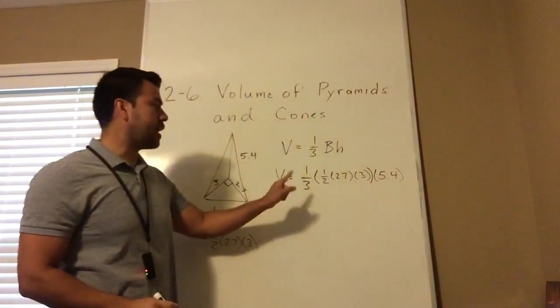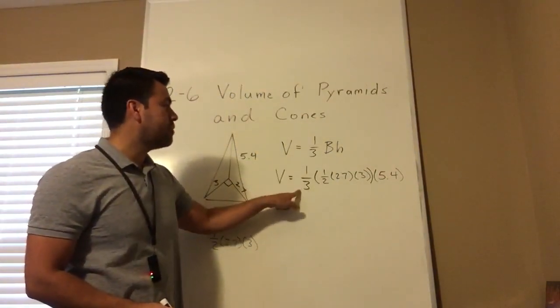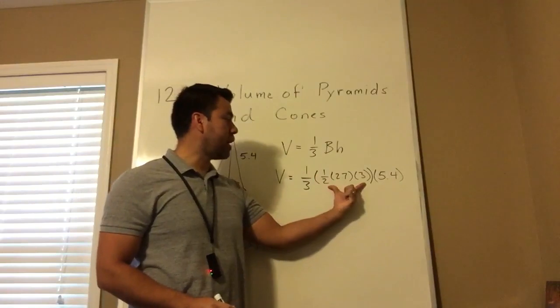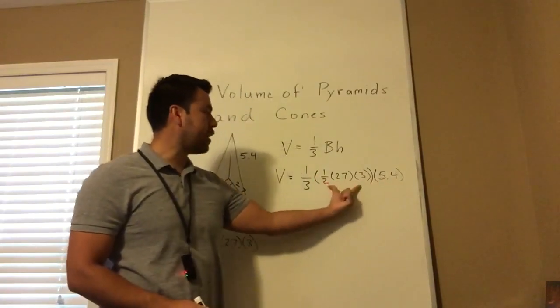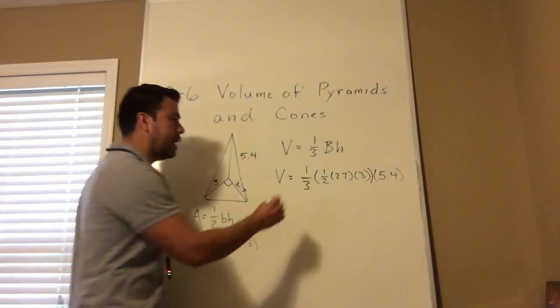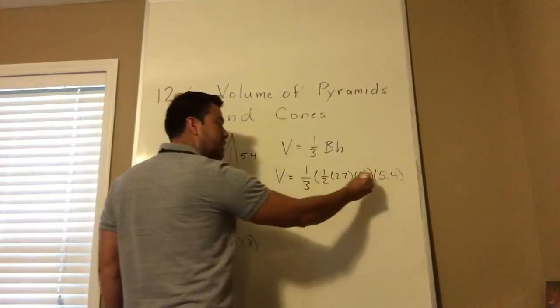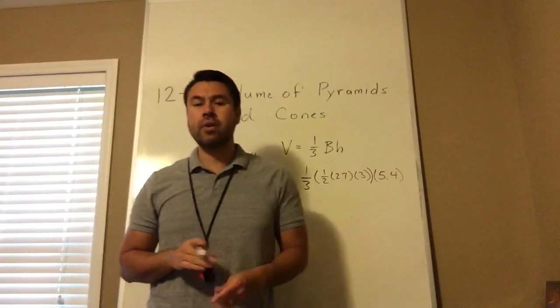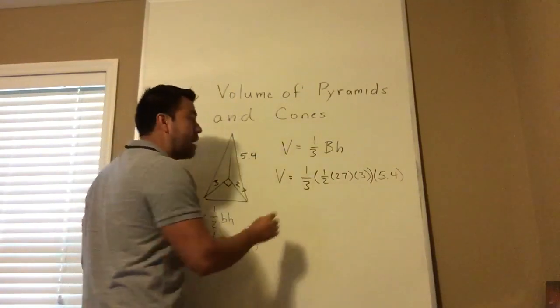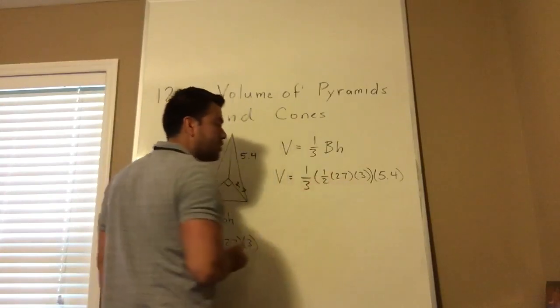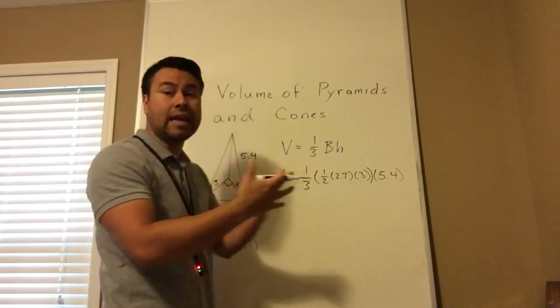Okay, let's see where I got all these numbers. So 1/3 of the area of a triangle times the height of that pyramid. Okay, so here's the area of a triangle, which is right here. Okay, what's happening with all these numbers? What's the only operation going on among all those numbers? It's multiplication. That means I can cancel out common factors if I can, and I can multiply in any order.